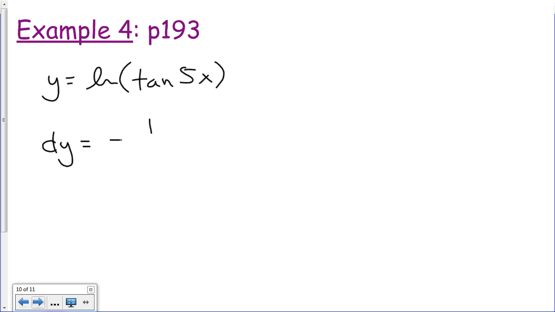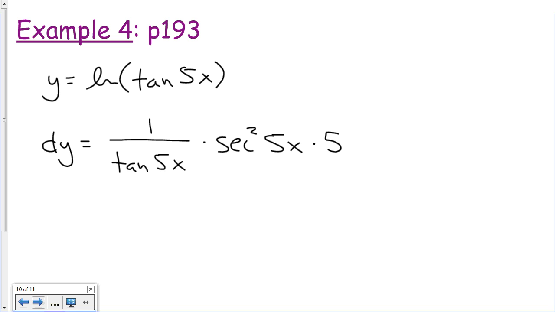Derivative of natural log is 1 over something. And chain rule says you substitute in the inside function, tangent of 5x. And then finally, you multiply by the derivative of the inside function. Now, the derivative of tangent of 5x, that's another composite function, so follow chain rule again. Derivative of tangent is secant squared. And chain rule says you substitute in the inside function, which is 5x. And then finally, we multiply by the derivative of that inside function. Derivative of 5x is 5. So there's the derivative of our function.